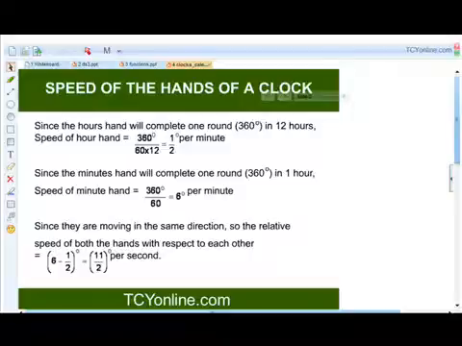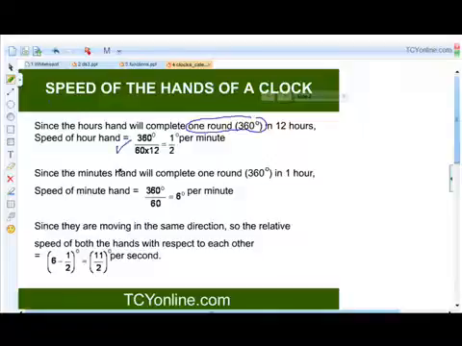First of all, we will study how to find the speed of different hands of a clock. Since the hour hand takes one round, that is 360 degrees, in 12 hours, the speed of the hour hand will be 360 degrees over 60 times 12. On solving, we get half degree per minute.